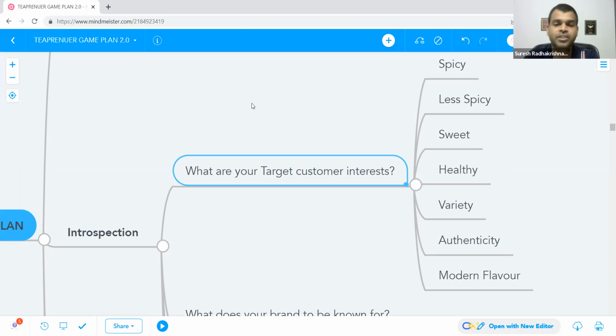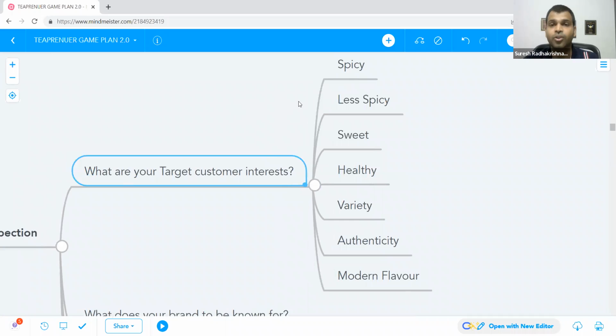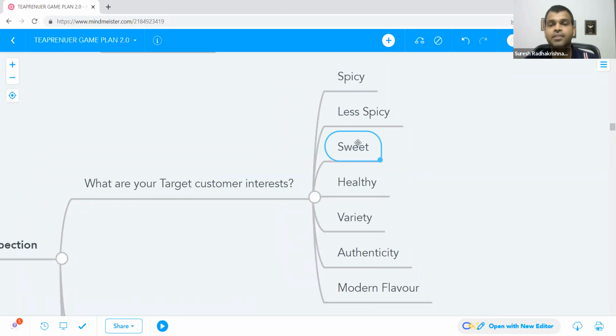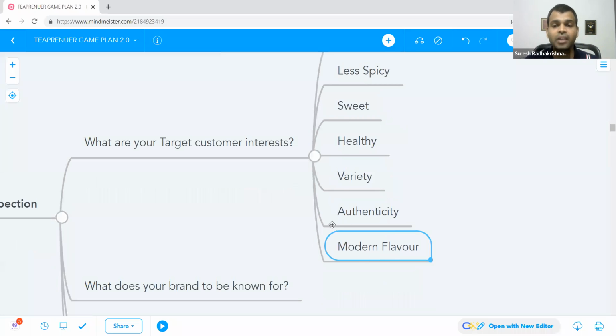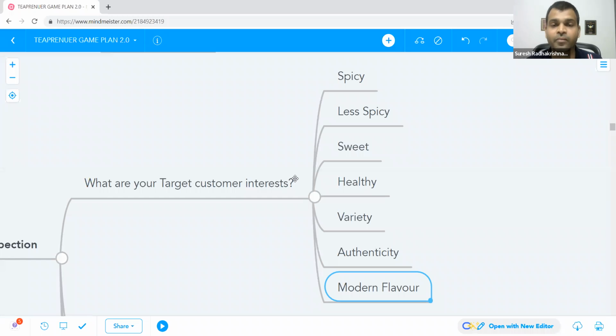So coming to the introspection, what are your target customer interests? See, all of these sessions are interlinked. That's the reason I keep telling this. Please do not miss out any of these sessions. You need to understand clearly what the target customer wants. Just write it down. Whether they want spicy, less spicy, sweet, whether they prefer healthy or variety, or authenticity, modern flavor. What do they prefer? Let's say if your target customers are youngsters, college kids, they would definitely want spicy things, right? Yes or no?